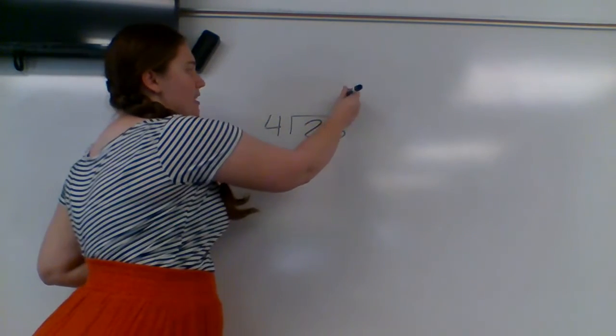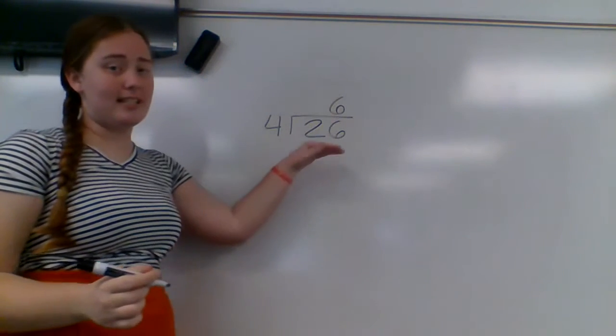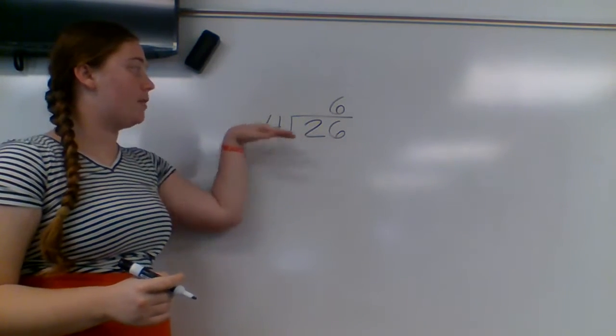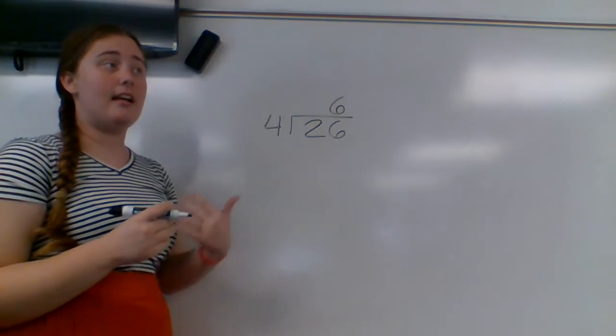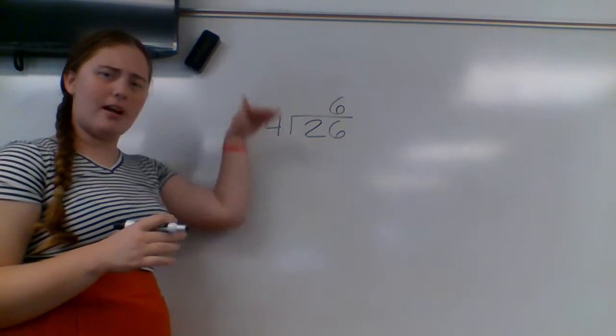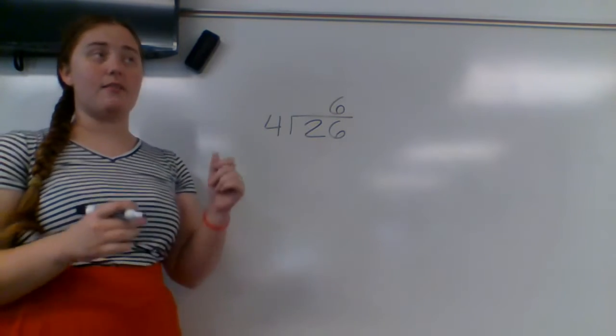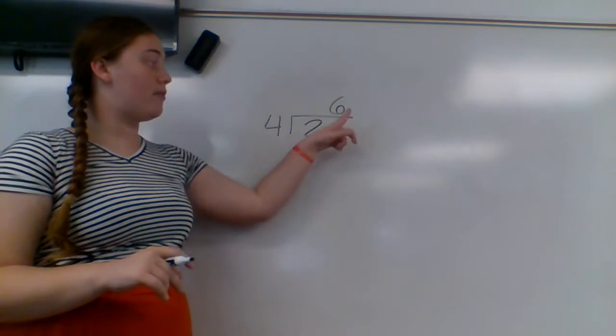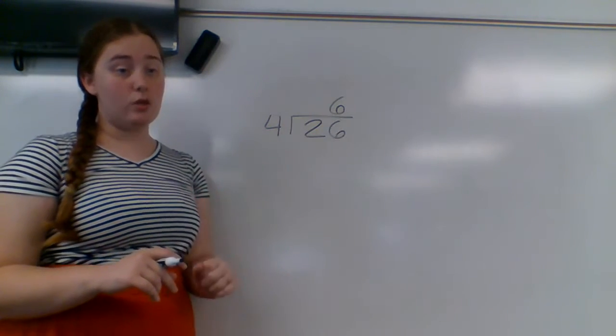But here's the thing, it doesn't go into 26 evenly. It's going to have some left over. So if I have 4 times 6, that'd be 24. And how many do I have to count up from 24 to get to 26? I have 24, 25, 26. That's 2. So my remainder is going to be 2.